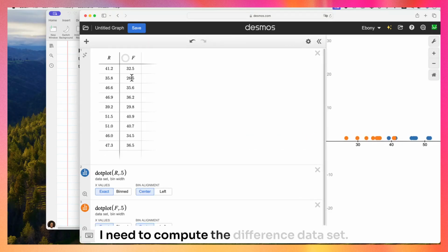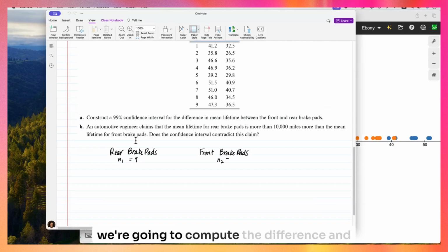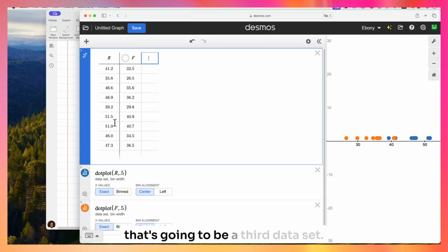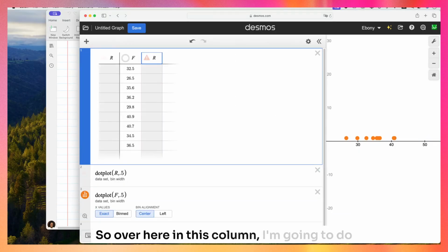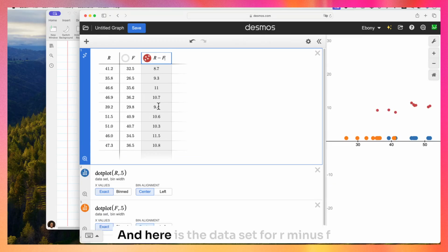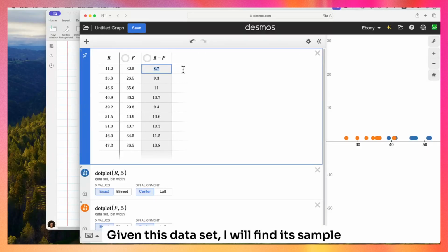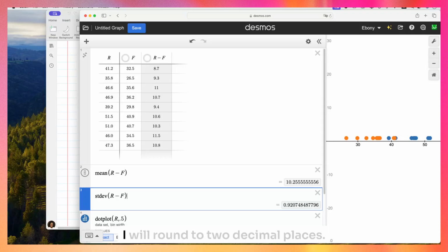I need to compute the difference data set, and this is the nice part with the technology. We're going to compute the difference, and that's going to be a third data set. So over here in this column, I'm going to do R minus F, and here is the data set for R minus F. Given this data set, I will find its sample mean and its sample standard deviation. The mean, I will round to 2 decimal places, so 10.26. And the standard deviation, again, we'll round to 2 decimal places.